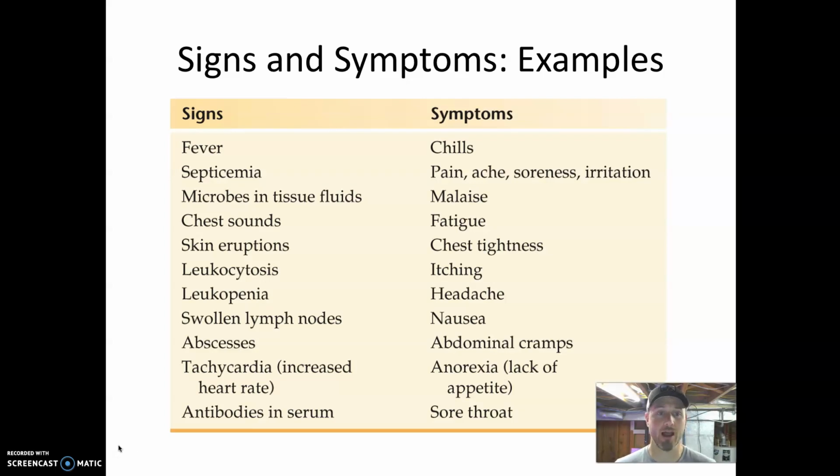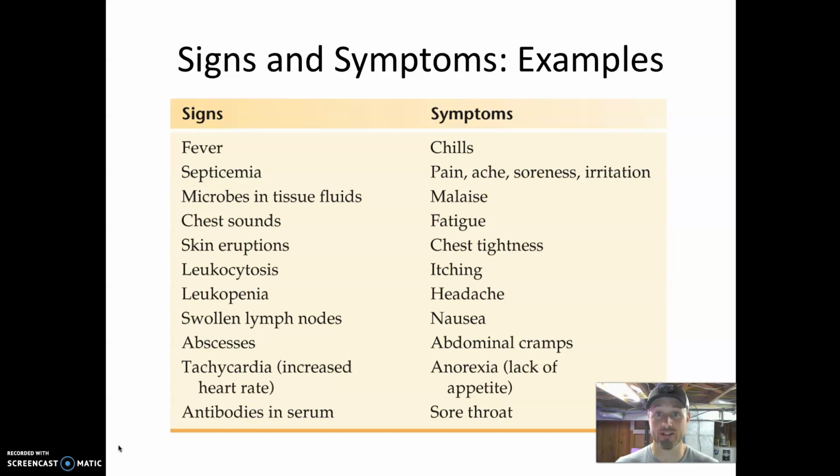So a fever. Septicemia. Septicemia is just the presence of microbes in the blood. We can take a blood sample, put it under the microscope, and see those microbes there. Microbes in other tissue fluids, right? Chest sounds: we can use a stethoscope and listen to the breathing noises of a patient, and we can tell if there's fluid in the lungs. We can see skin lesions and so on. So there's a bunch of examples of signs here.